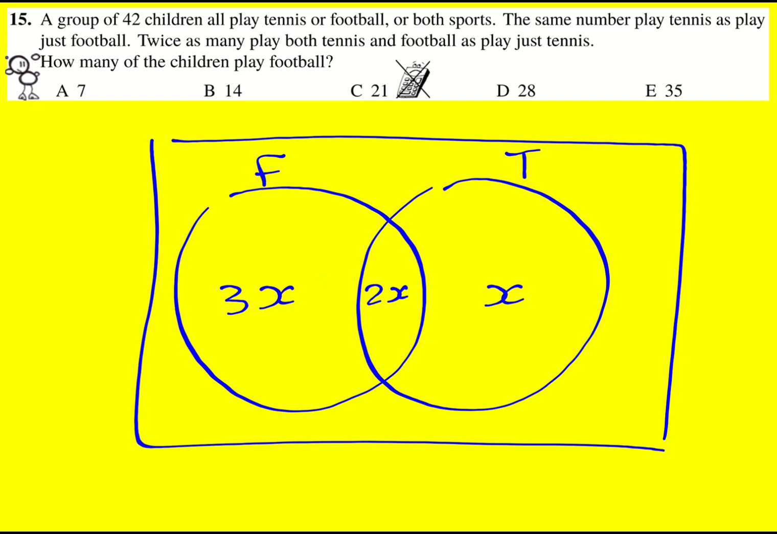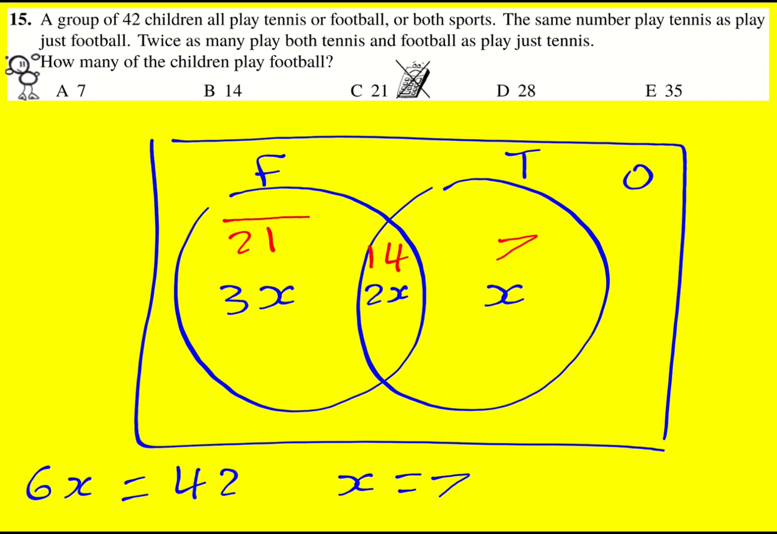And there's nobody, like everyone plays one or two, so there's no one out here. So all we need to do now is add these up. We get 6X, and that's going to equal 42, which means that X is equal to 7. So now we can just fill in the table. We've got 21, we've got 14, and we've got 7.